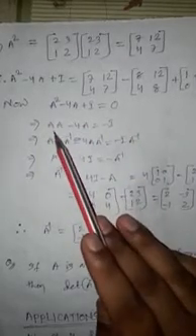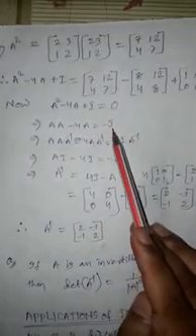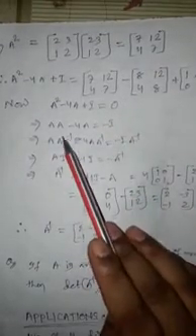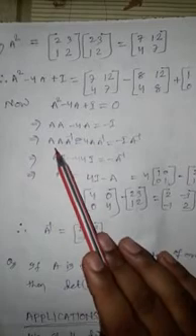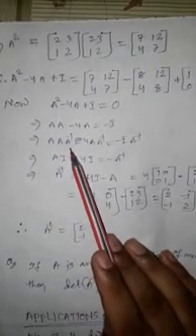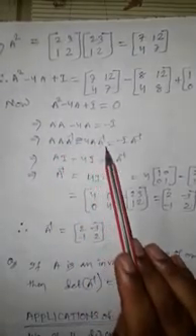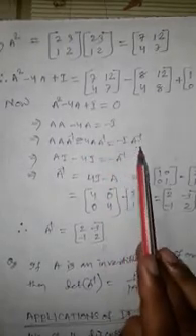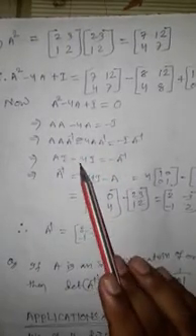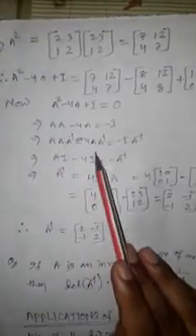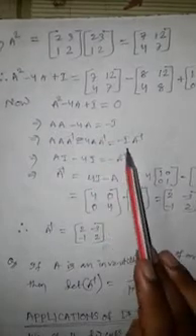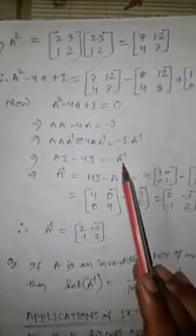Now A square, that means A into A, minus 4A, and I comes to the right side, that is equal to minus I. After taking, we have to multiply A inverse on both sides on the right. That means A into A into A inverse minus 4A into A inverse is equal to minus I into A inverse. Now A into A inverse is identity, so A minus 4I, that is identity into A inverse, that is minus A inverse.